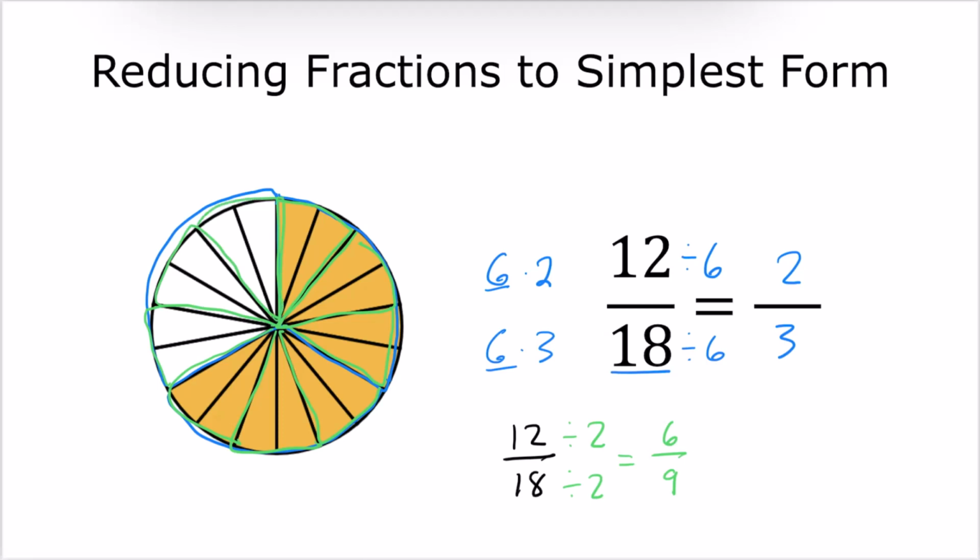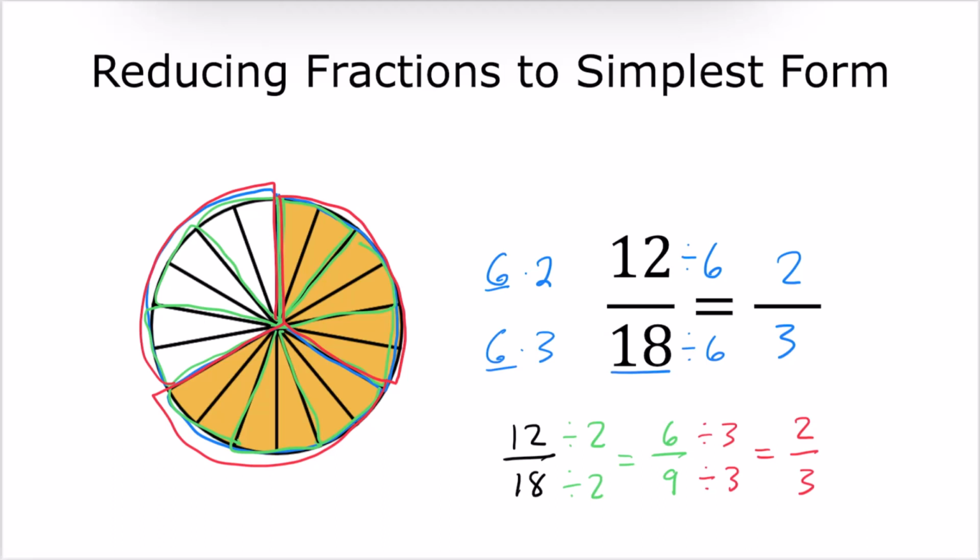There we go. So if I divide them all up into groups of 2, you can see that I now have 9 pieces in my circle, and 6 of them are shaded. But 6 and 9 are both divisible by 3, so I could reduce this further by dividing the top and the bottom by 3, which would give me 2/3. And that's basically taking these green pieces and combining them together into groups of 3. And so it would look kind of like this. And once again, you can see that 12/18 equals 2/3.